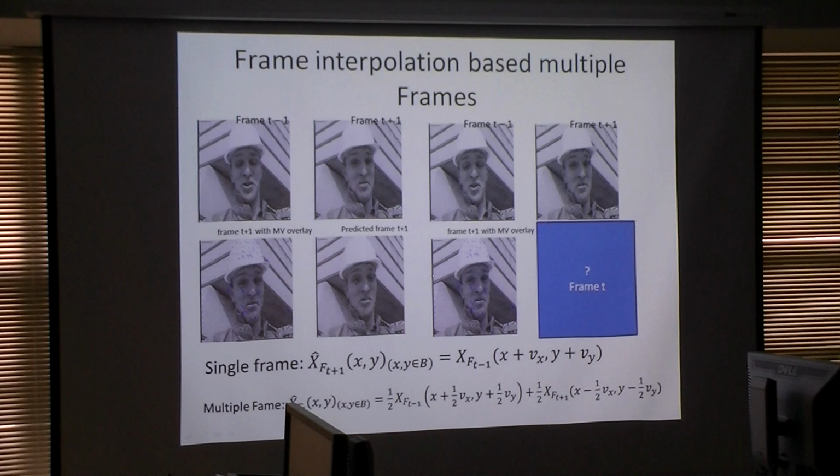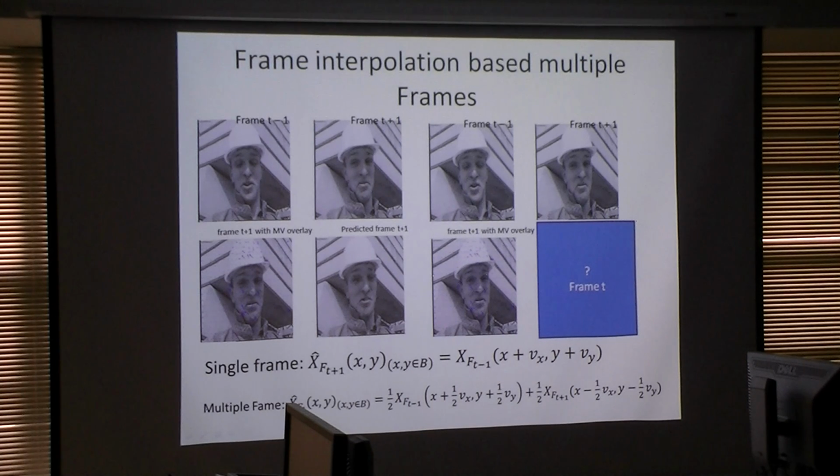We can see in the lower side, for the single frame interpolation, the interpolated frame f t plus 1 is equal to the frame f t minus 1 plus some motion vector. Just replace the corresponding vector block by the block found in the frame t minus 1. So for the multiple frame, the idea is quite simple. We divide the motion vector by 2. Then for the frame t minus 1, the direction are the same, just x plus 1 over 2 dx.